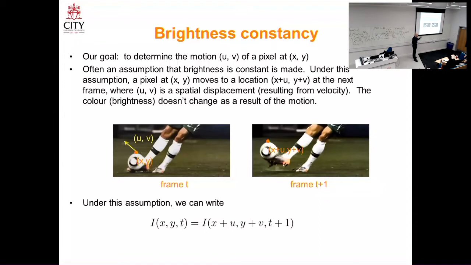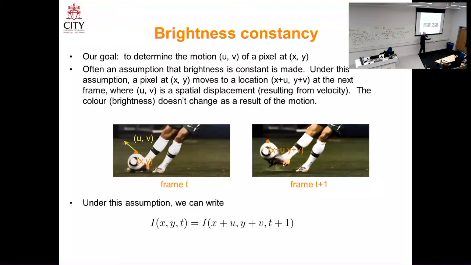So if we make this brightness constancy assumption, what we can say mathematically is that this point, x, y, has a brightness. I'm going to call that I(x, y), and the current frame is t. With brightness constancy, that same pixel, that same brightness, exists somewhere else in the next frame. That location is I(x + u, y + v, t + 1). So t + 1 is giving me the next frame.